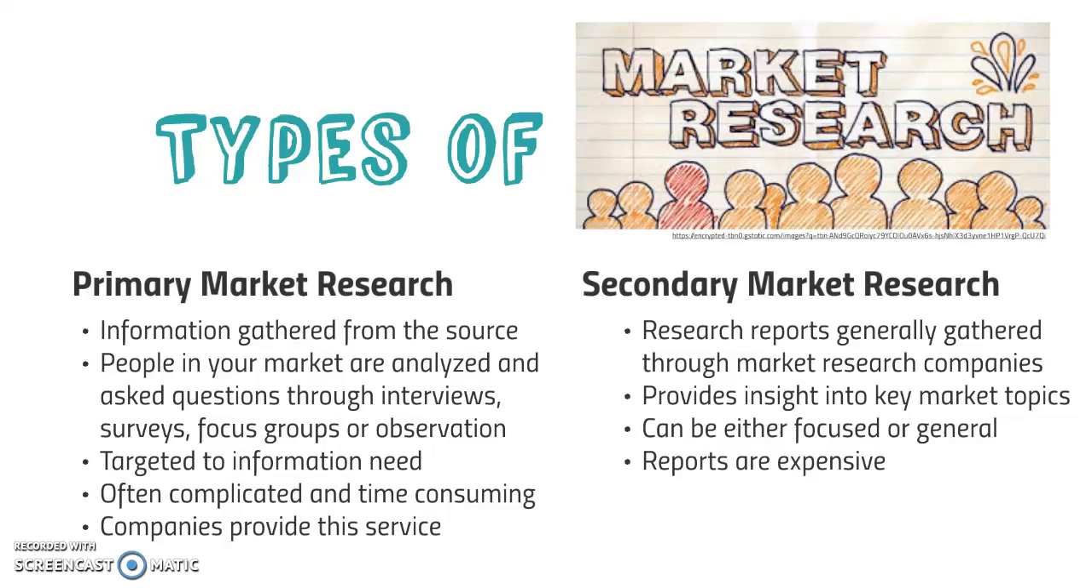Your primary market research is actually gathered right from the source. It is gathered right from relevant stakeholders, people of need, and it can be gathered by the companies themselves. People in your market would be analyzed and asked questions through interviews, surveys. Focus groups are very popular because they are a little easier to conduct than surveys are. And then also you can obtain primary market research through observation.